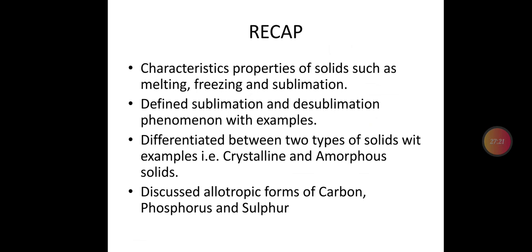All right, let's have a quick recap of the lesson for week 7. We discussed the characteristic properties of solids such as melting, freezing, melting point, freezing point, and sublimation. We also talked about the states involved in their interconversions. We defined sublimation and desublimation phenomena with examples. We discussed the ammonium chloride example. Other examples include dry ice, and naphthalene is an example of sublimation. Then we differentiated between two types of solids with examples, crystalline and amorphous solids.